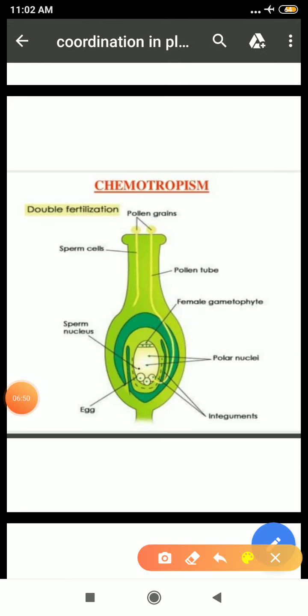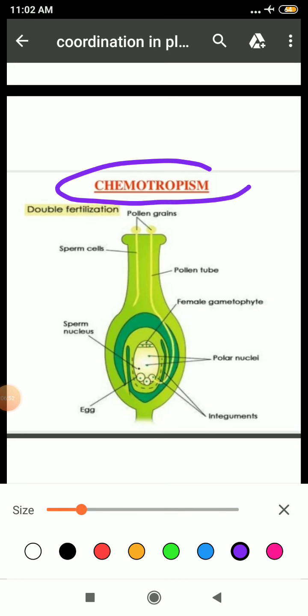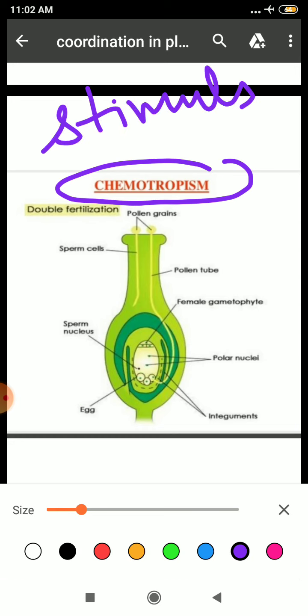Next is chemotropism, students. What is this chemotropism? Movement of the plant part towards the chemical. Here your chemical is acting as a stimulus. The stimulus in case of chemotropism is a chemical. Now which chemical, and how is this movement occurring? The best example of this is the pollen tube growth towards the ovary.